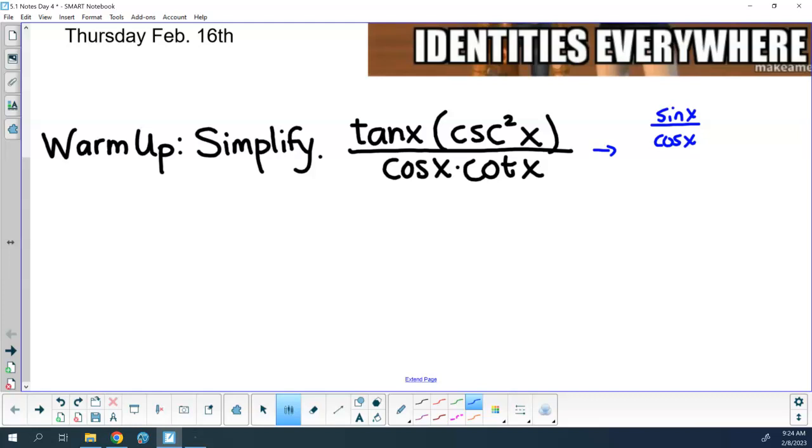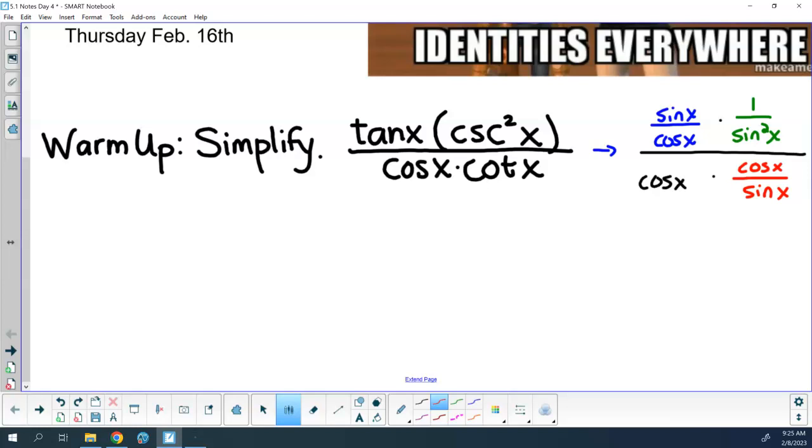Okay? Now, can I do all of these changes at the same time? By all means, I can do all of these changes at the same time. Cosecant squared would be 1 over sine squared. Cosine is just going to be cosine. Cotangent is going to be cosine over sine. I can't just do one of those off to the side. I have to maintain the expression all the way through. Okay?